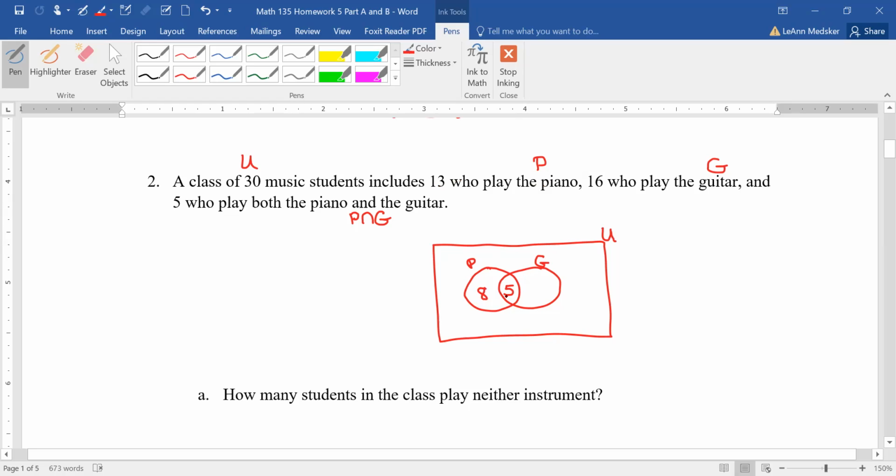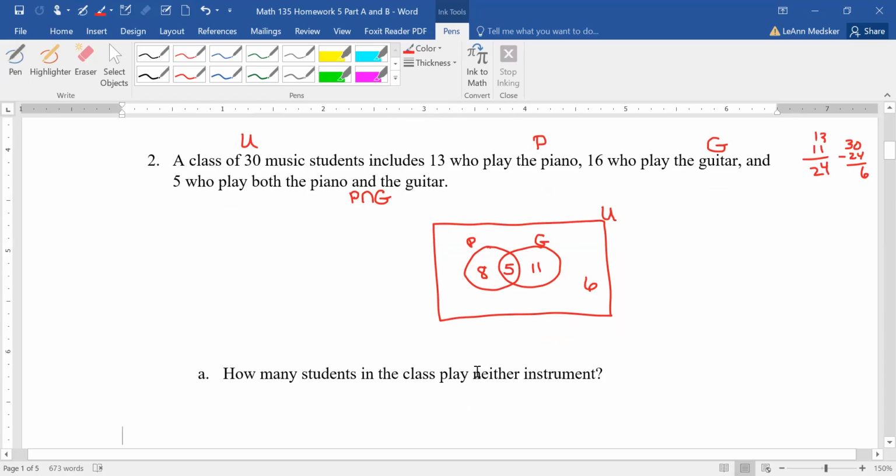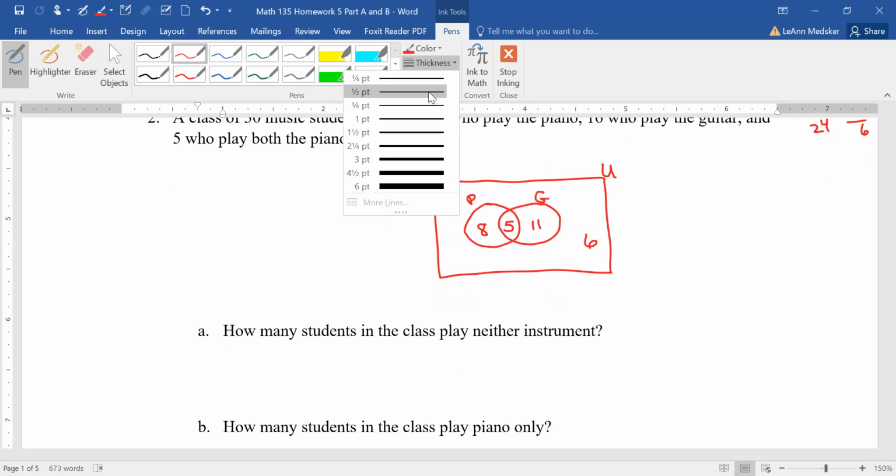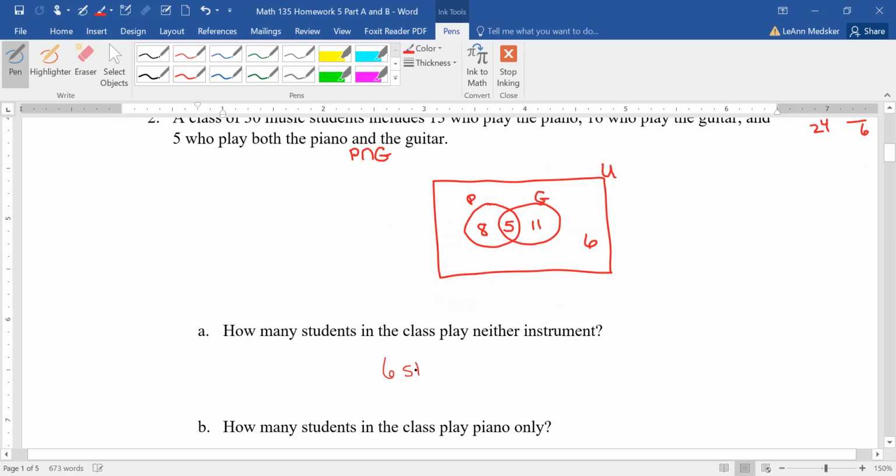And then for the guitar, not both piano and guitar, that part is 16 minus 5, so that's going to be 11. So now we have 8 and 11. I try to add all that up on the side over here. That's 24. And we're supposed to have 30 students in the class in all. So there's 6. That means there's 6 people in the class who don't play either piano or guitar. So that answers our first question: how many students in class play neither of those instruments? From our Venn diagram, there are 6 students that fall into that situation.